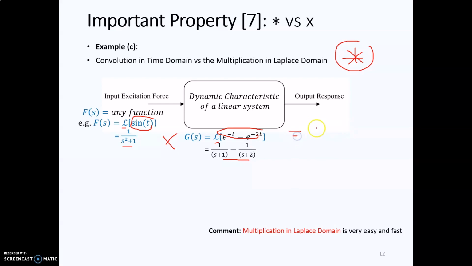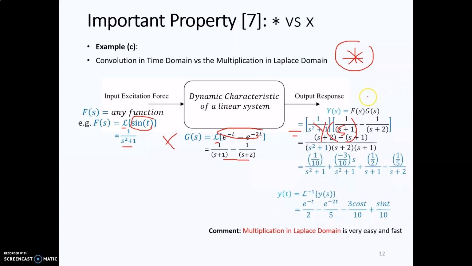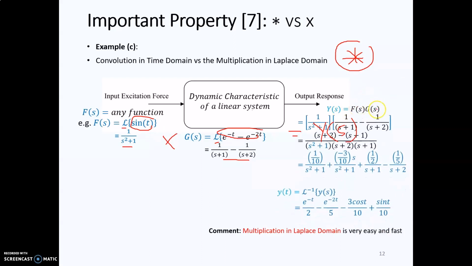So our response will be just equal to F(s) multiplied with G(s) gives you Y(s). Once you obtain the result for Y(s), you can obtain y(t) by using the inverse Laplace transform. So multiplication in the Laplace domain is very fast and easy compared to the previous method.